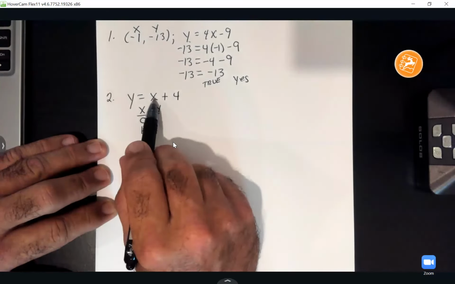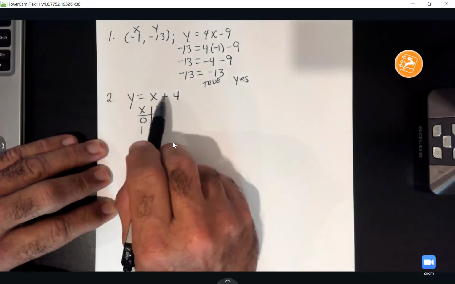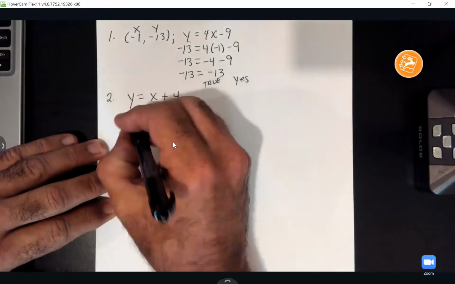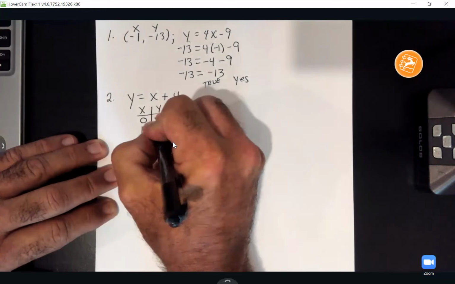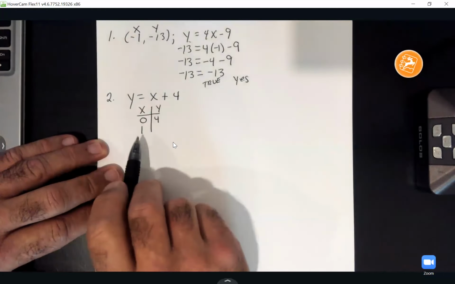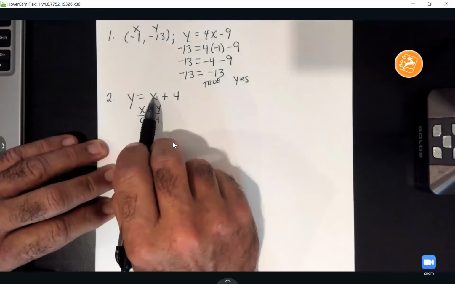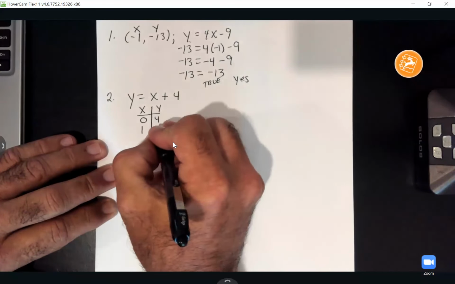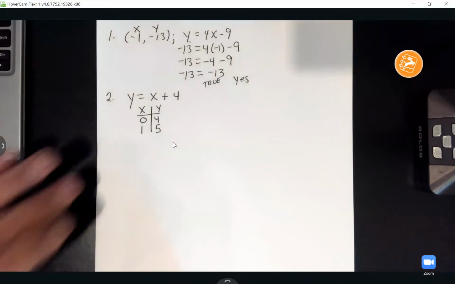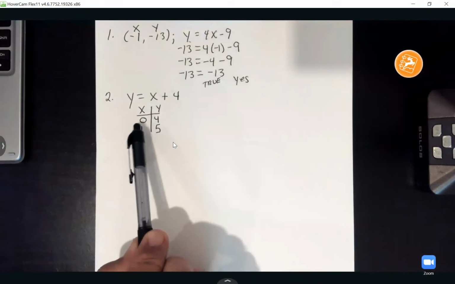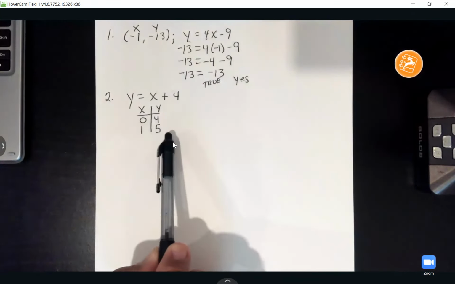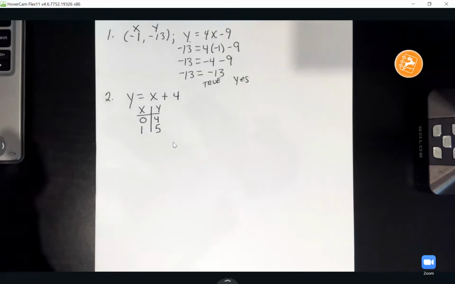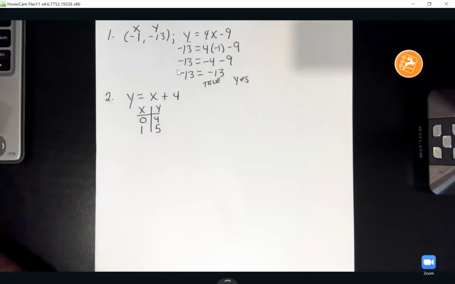So let's put a 0 in here. 0 plus 4 is 4. So when x is 0, y is 4. And if I put a 1 in for the x, 1 plus 4 is 5. So when x is 1, y is 5. So y'all, these 2 points, (0, 4) and (1, 5), I'm going to go plot them on my graph and be done. So here we go.